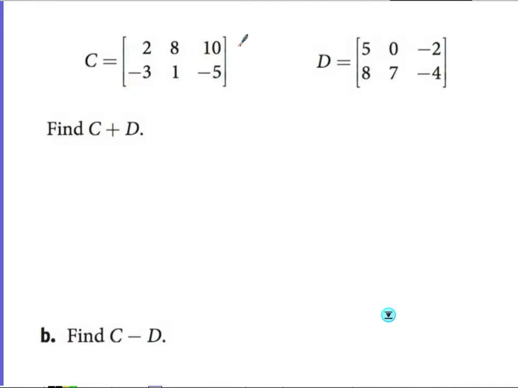So the next thing that we want to learn about is how to add matrices together. So let's take a look at the dimensions first. The dimensions of matrix C is going to be 2 rows by 3 columns. The dimension of matrix D is going to be 2 rows by 3 columns. And here's a very important rule. You can only add or subtract matrices if the dimensions are exactly the same.